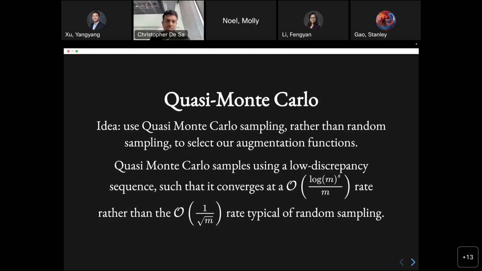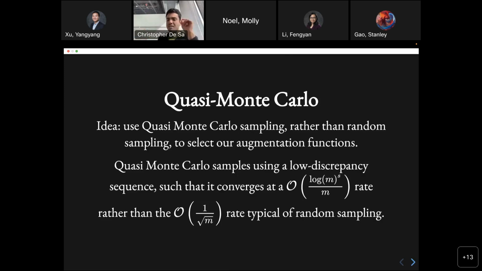And so what we looked at is using what's called quasi-Monte Carlo sampling instead of random sampling. So here, quasi-Monte Carlo sampling uses a low discrepancy sequence and has this property that it converges at a rate of big O of (log m)^s over m, rather than the rate of 1 over square root of m, typical of random sampling. So, averages that you're making using quasi-Monte Carlo estimates are somehow more well distributed over the space than Monte Carlo estimates, than random draws, and so they're able to converge faster.